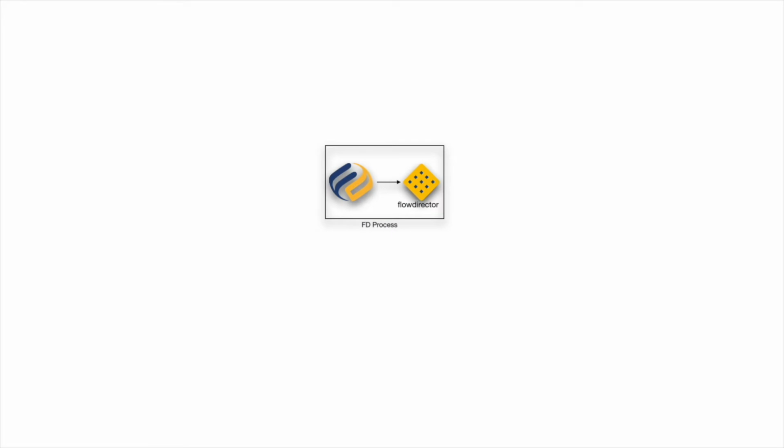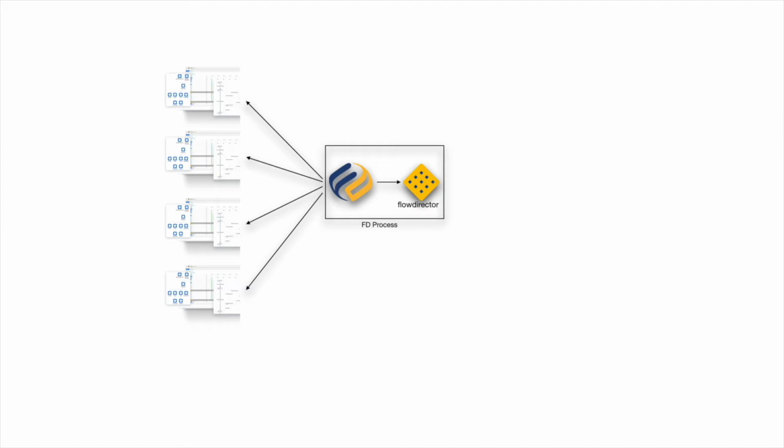Let's start with a diagram. This is the flow director process. Left is the flow director server and right the embedded SwiftMQ router called flow director. Web clients connect to the flow director server and use flow director apps.